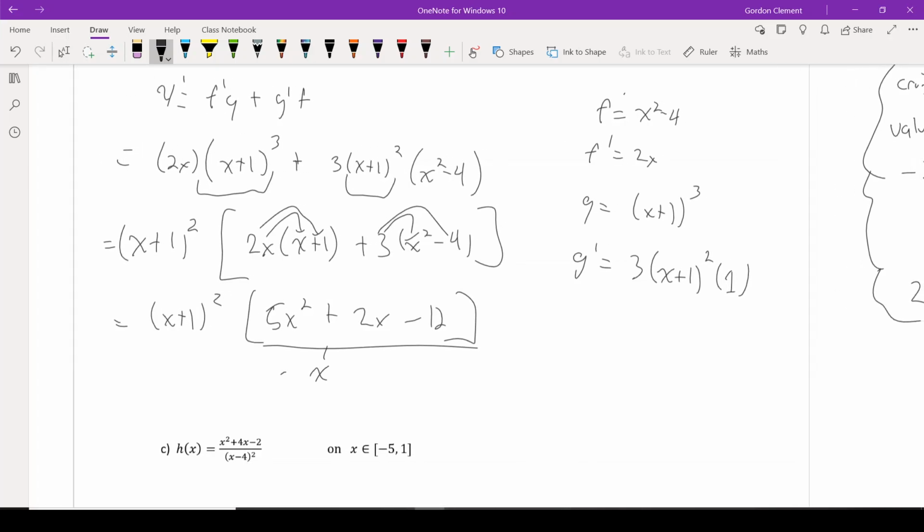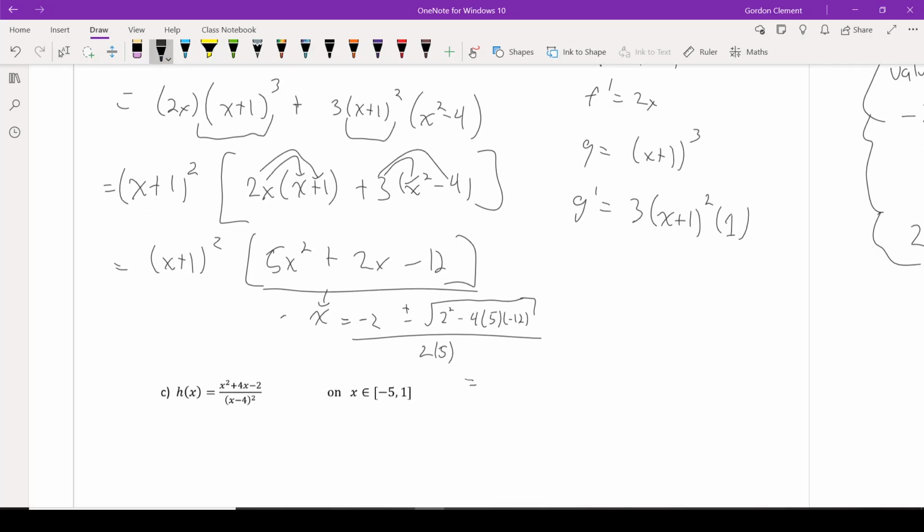So for this piece, we're going to get our critical values from the quadratic formula. So bear with me as I plug this in.